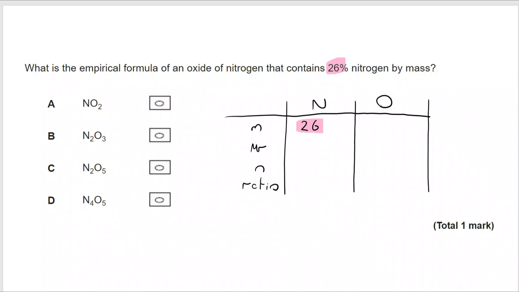Now, the 26 has come straight from the question, and I can work out that if 26% of my nitrogen oxide is nitrogen, 74% is oxygen. I now take my Mrs, 14 and 16. That allows me to work out my number of moles, m over Mr. I get 1.86 and 4.63. In an empirical formula calculation, my ratio is calculated by dividing by smallest. That takes me to 1 to 2.5, but we want whole number ratios, which is 2 to 5. So my correct answer is C, N2O5.